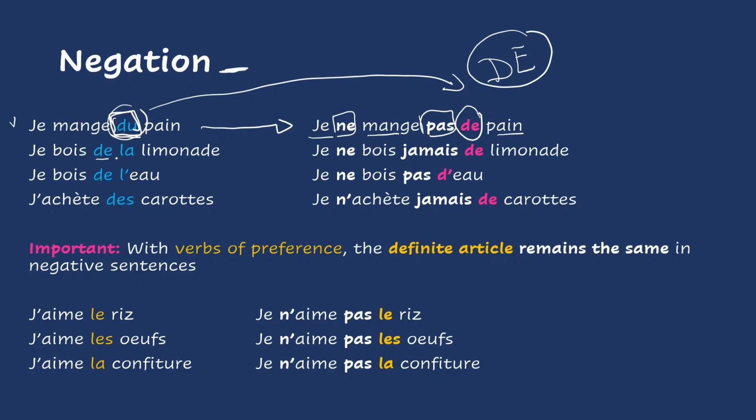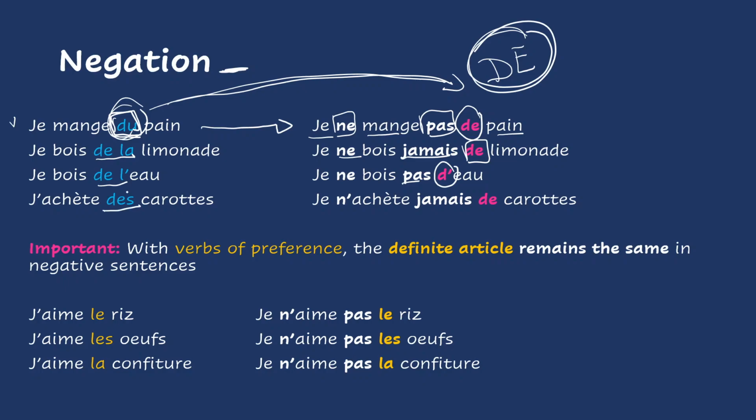Je bois de la limonade. Je ne bois jamais de limonade. I never drink lemonade. Je bois de l'eau. Je ne bois pas d'eau. You don't use the partitive article, you just use the preposition de in those negative sentences. The partitive article becomes de in the negative sentences.